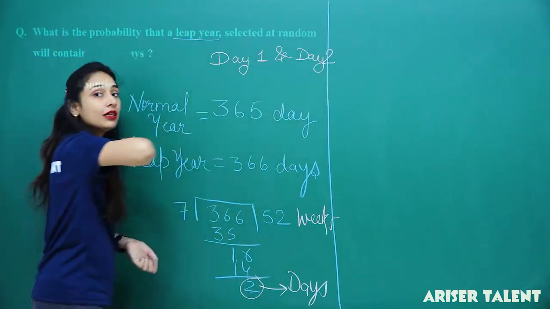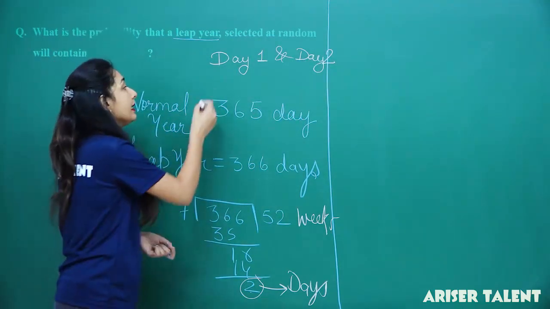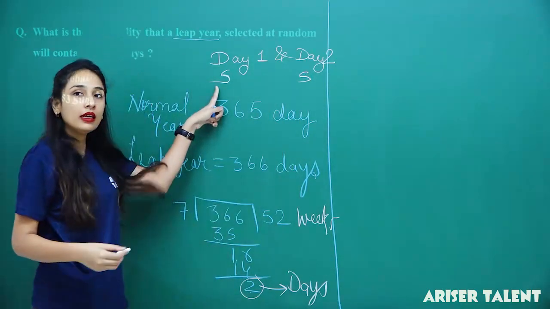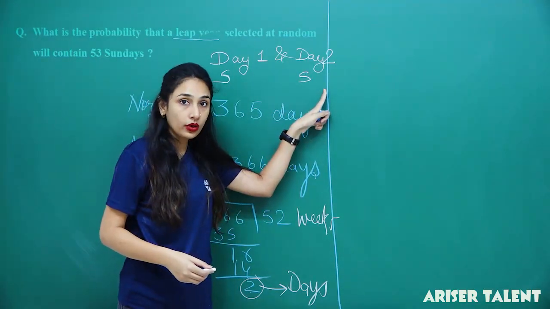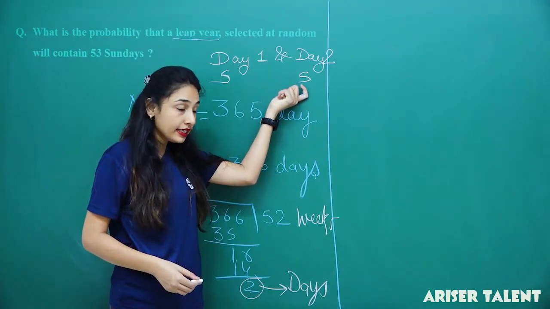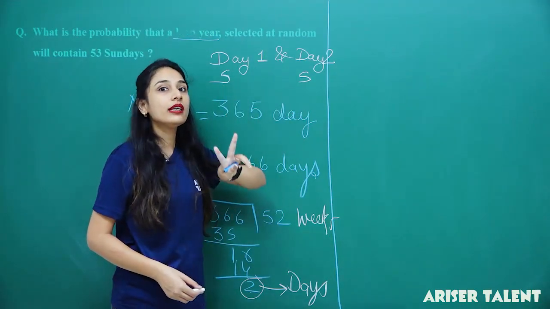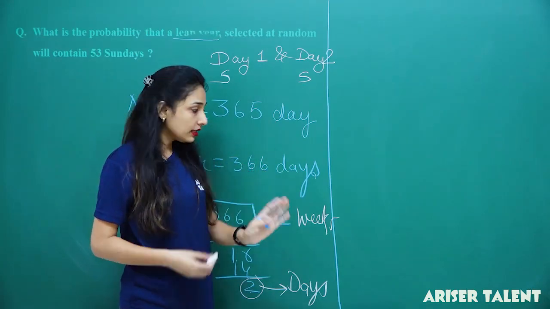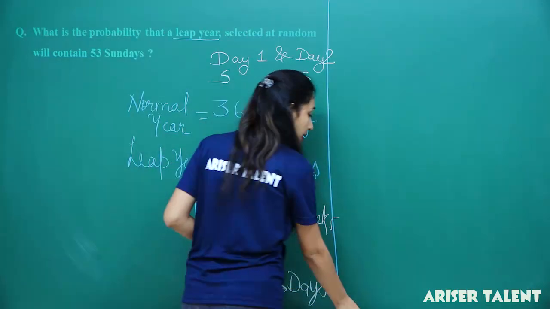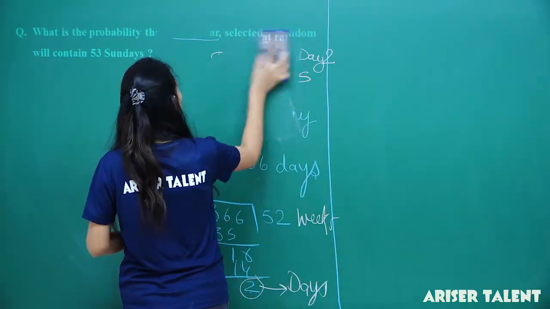Now what can be the possibility? Either that can be Sunday or that can be Sunday, because after Sunday a Sunday cannot come. And if it is Monday, then here it will be Sunday, right? So these are the only 2 cases. Technically, this is how we understand the question. Now we'll be doing the question.